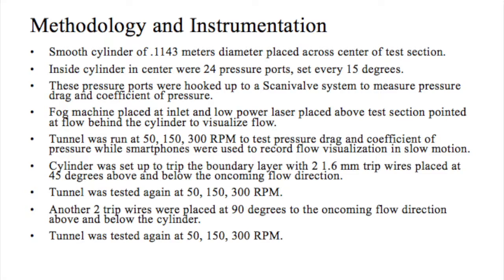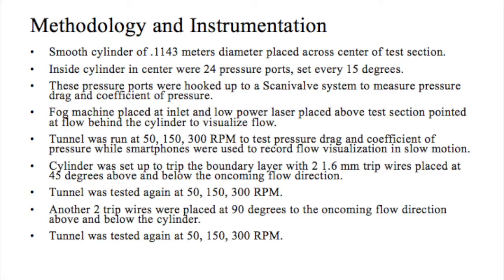We then made sure the test section was clear of potentially hazardous or loose materials, then closed and locked the doors, and then verbally warned others inside the testing area that we were about to conduct testing. While we were testing, smartphones, specifically iPhones and the Samsung Galaxy S7, were used to record flow visualization around the cylinder in slow motion to get an idea of exactly how the separation off the back of the cylinder looked.